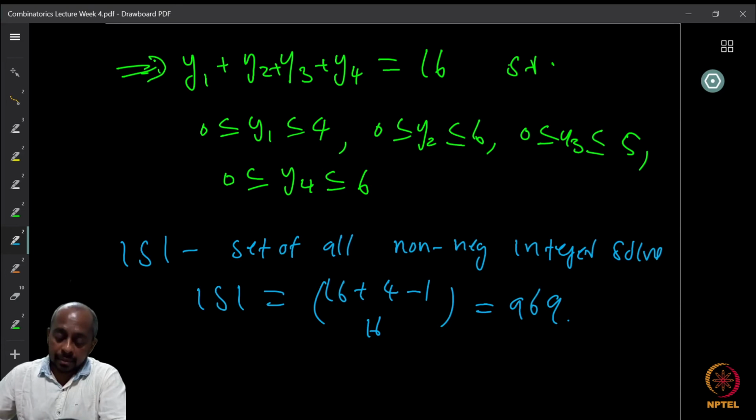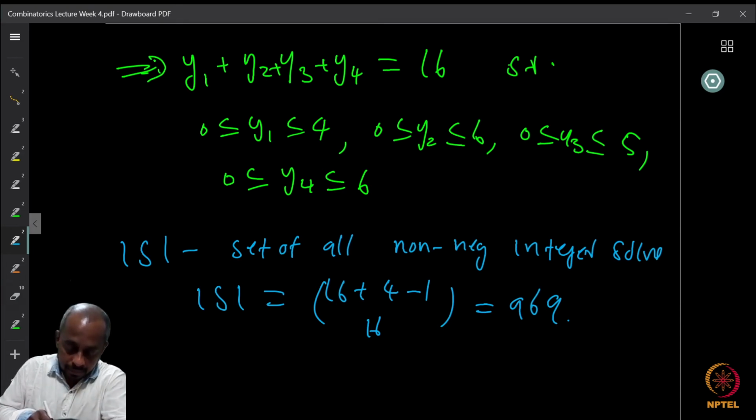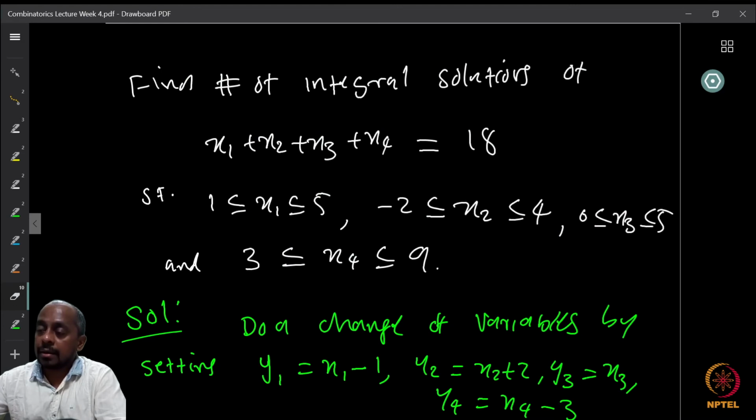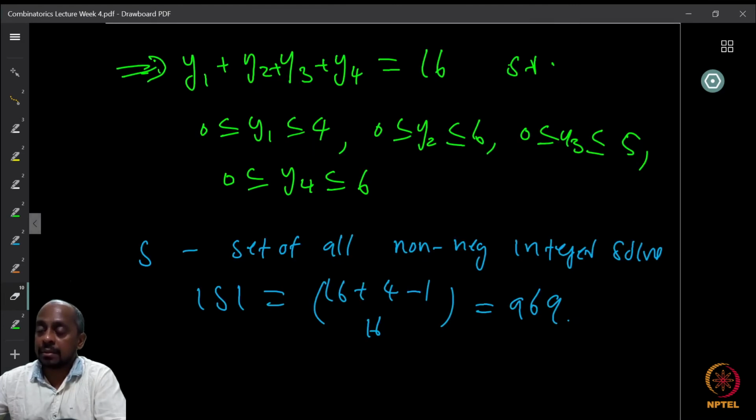So we set the cardinality of S to be... okay, I think I wrote it wrongly. So S is the set of all non-negative integer solutions to the equation above. Since there is a one-to-one correspondence between the equation in y and the equation in x, we don't worry about the number, right? The number remains the same. So what is the cardinality of S?